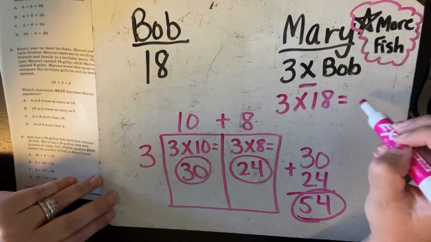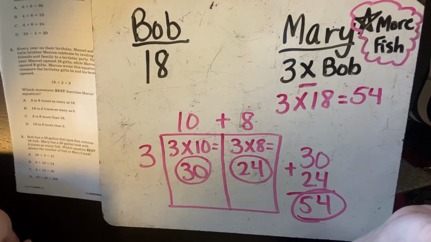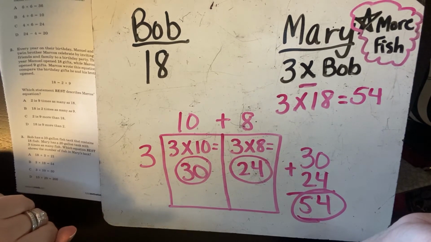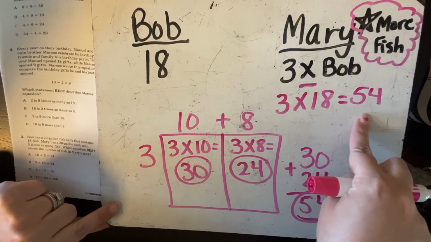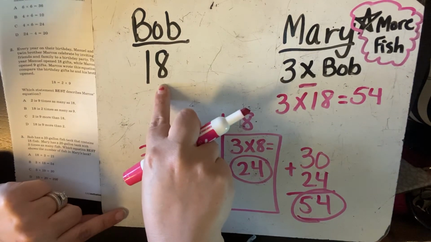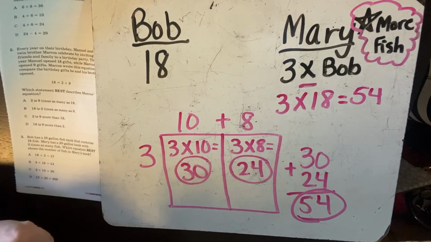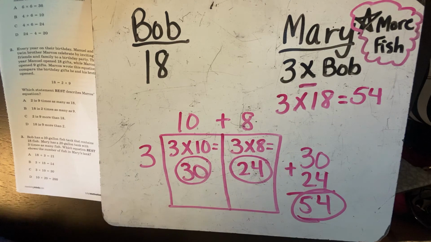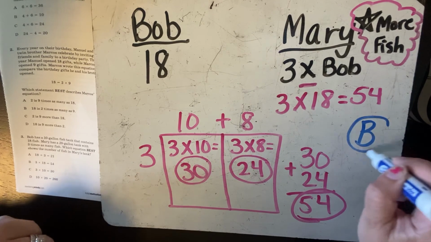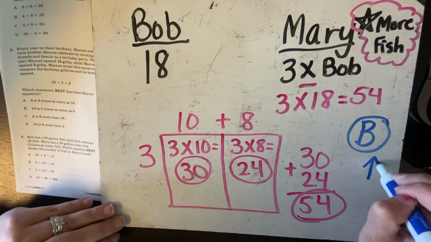So that tells us that 3 times 18 is 54, and our question is focused on which equation best shows the number of fish that are in Mary's tank. So Mary has 54 fish, which makes sense because I know 54 is greater than 18. And that makes sense again because Mary has a bigger tank. So our answer to question number 3 would be B, that 3 times 18 equals 54.